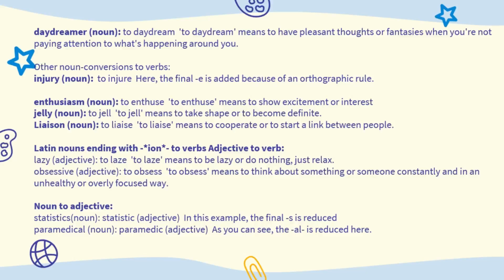Other noun conversions to verb. First, injury, which is a noun. To injure, here the final E is added because of an orthographic rule. And next, enthusiasm, which is a noun. To enthuse means to show excitement or interest. Next, jelly, which is a noun. To gel means to take shape or become definite. And the last example is liaison. To liaise means to cooperate or to start a link between people.